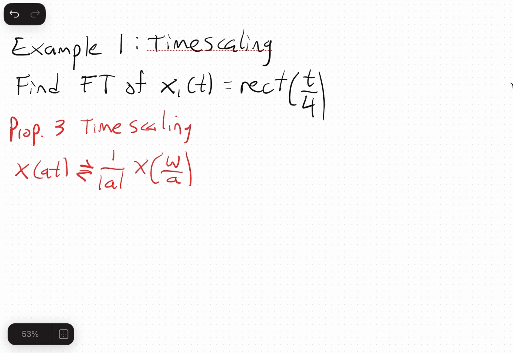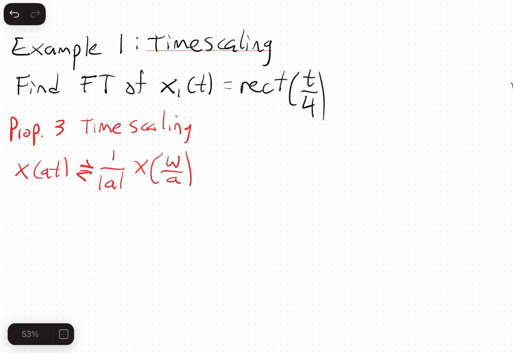Okay, so at this point, I will assume that you already have on hand table 5.6 and table 5.7. The first example we're going to be using is time scaling. It's asking us to find the Fourier transform of x of t equals the rectangular of t over 4.